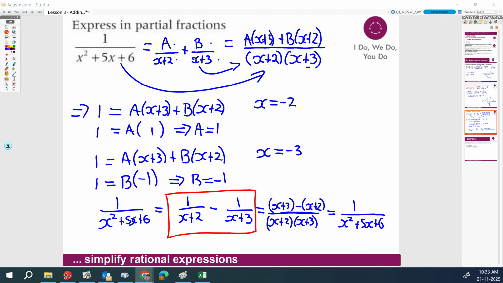Okay, so by the one on the left, we can verify this solution and show that these two are the same, that this is the correct partial fraction decomposition of our original expression, and we can verify it like this.